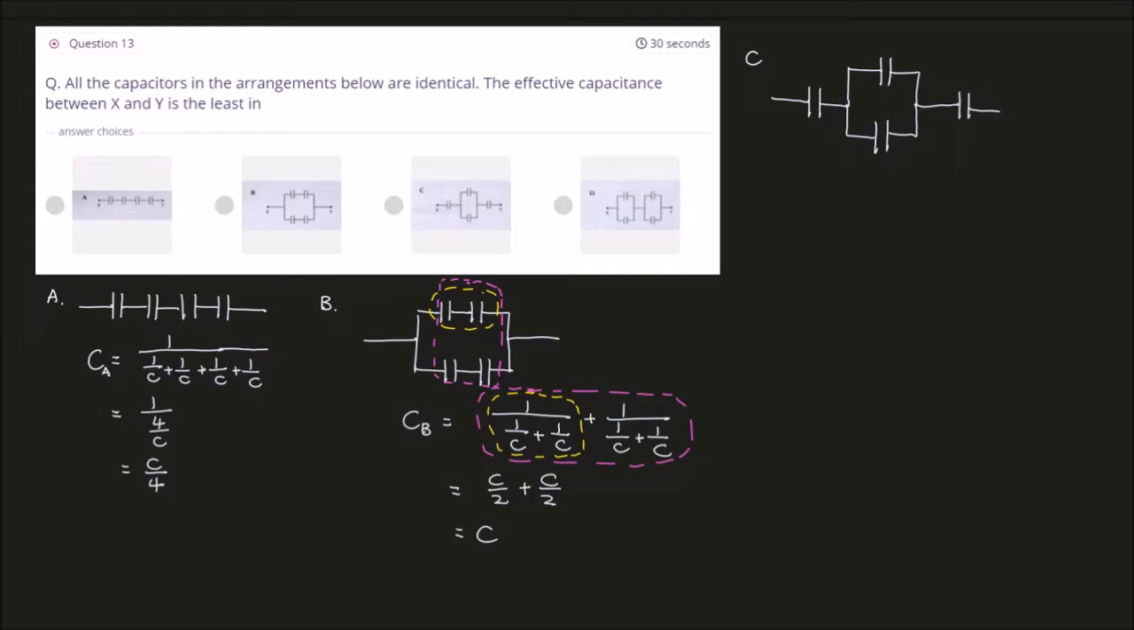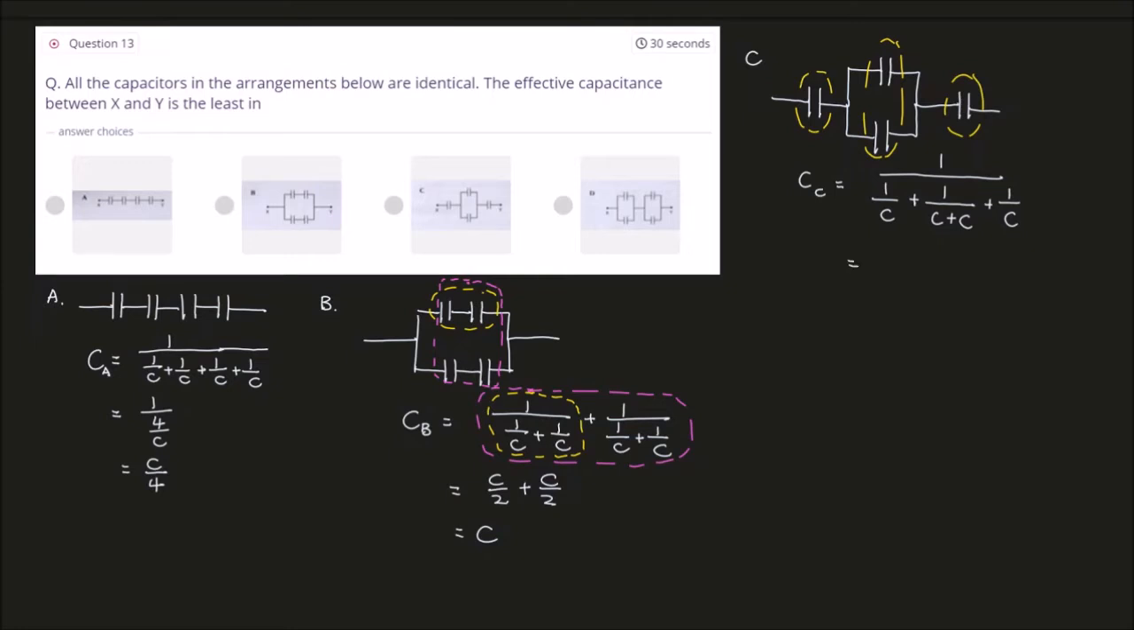To find the effective capacitance for this combination, we know that it will be 1 over, and there are 3 groups that we need to add together in series: group 1, group 2, and group 3. The first one will just be 1 over C, but the second one will be 1 over the effective capacitance, which is C plus C because you are combining two capacitors in parallel. The last one will be 1 over C.